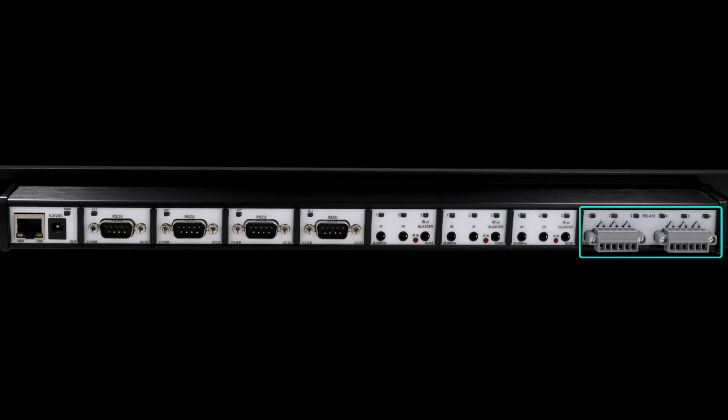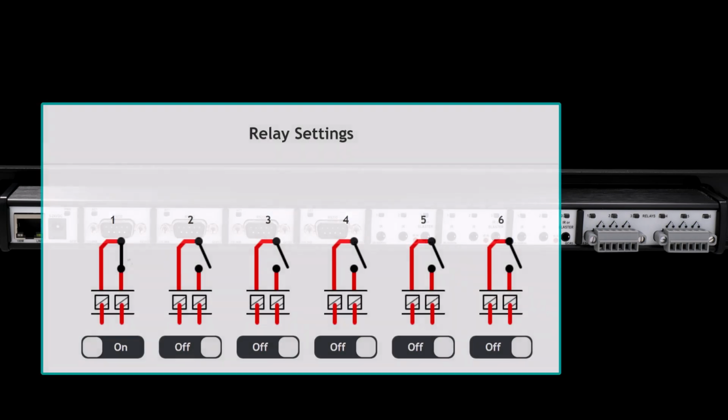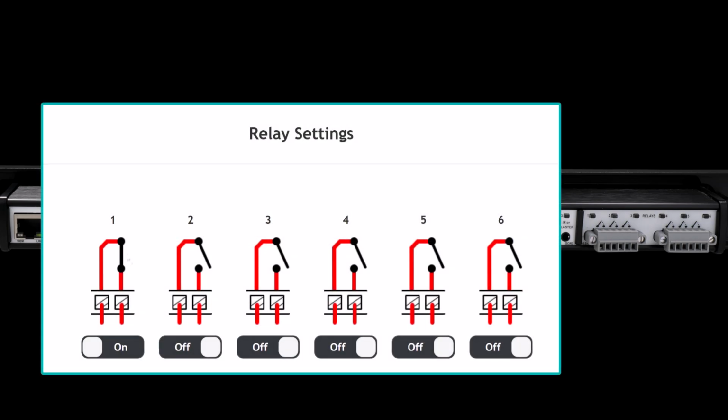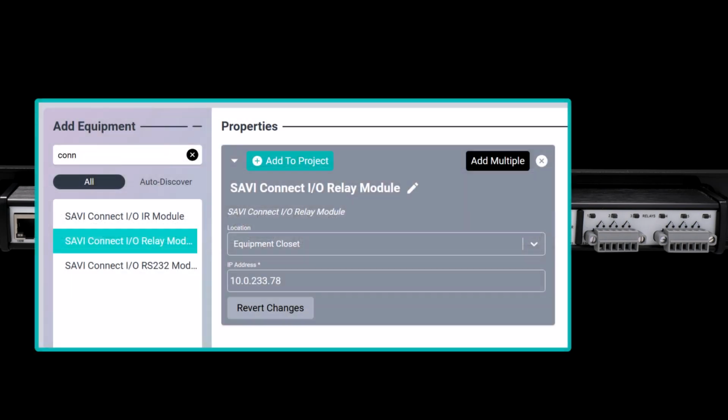Finally, we have the relay module with 6 individual relays. 1 through 3 is on the left port, while 4 through 6 are on the right. This allows for on and off control of various devices, such as motorized shades, projector screens, or even power cycling for AV equipment like an amplifier or a media server. As with any of the modules added to the Creator project, ensure you add the correct IP to the driver.